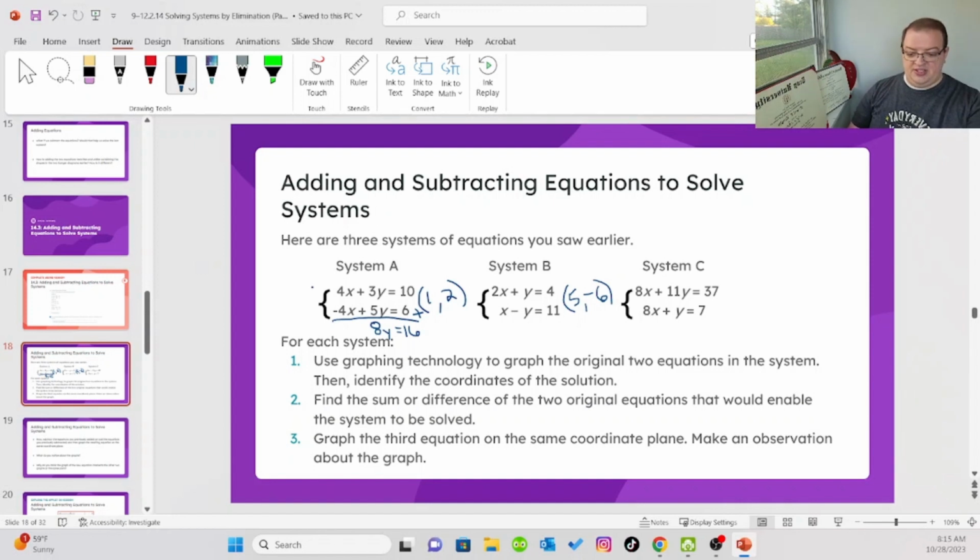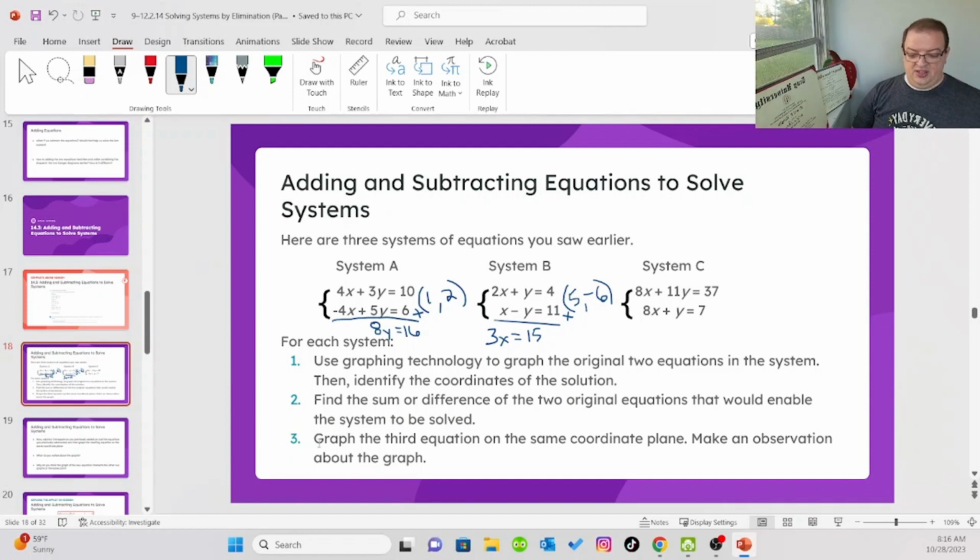If I look at system B, my y values are opposites, so again, we would want to add. Now, if I have this, I have 3x, y minus y is 0, 4 plus 11 is 15. And that would allow us to solve for x, substitute it back in, and solve for y.